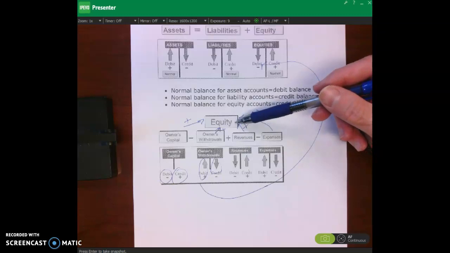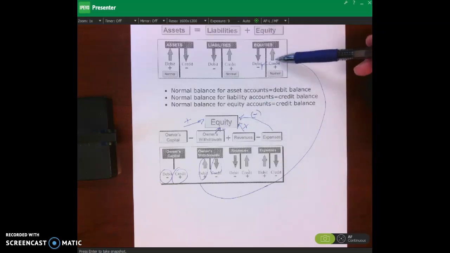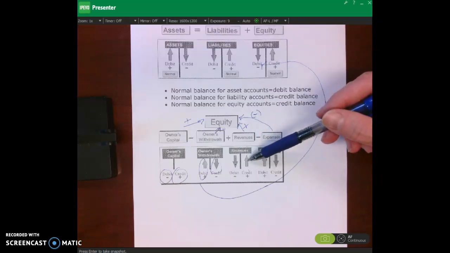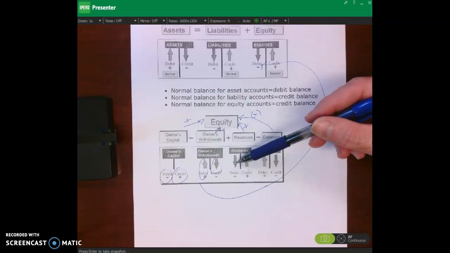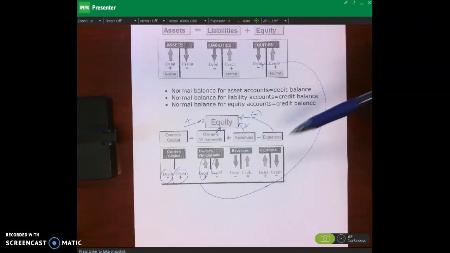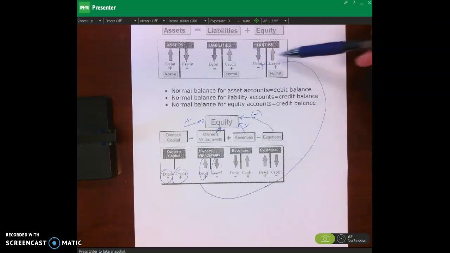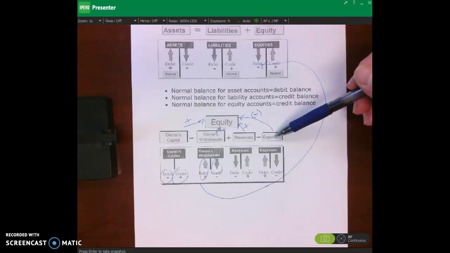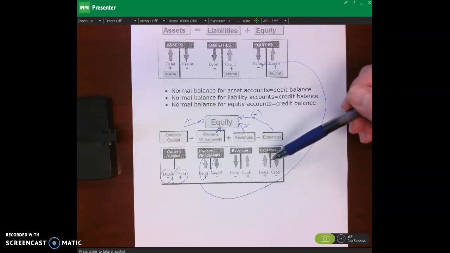Revenues increase equity. The way I increase equity is with a credit. Therefore, the way I increase revenues is with a credit. The way I decrease revenues is with a debit. The way I decrease equity is with a debit, right? Expenses, as expenses go up, equity goes down. Therefore, the way I increase expenses is with a debit. The way I would decrease expenses is with a credit.